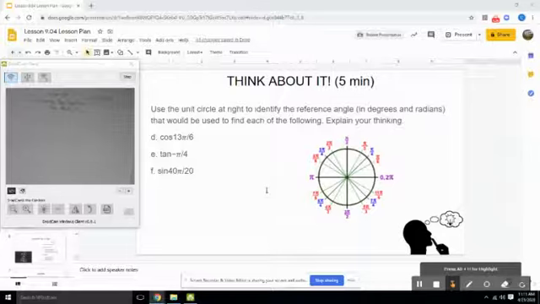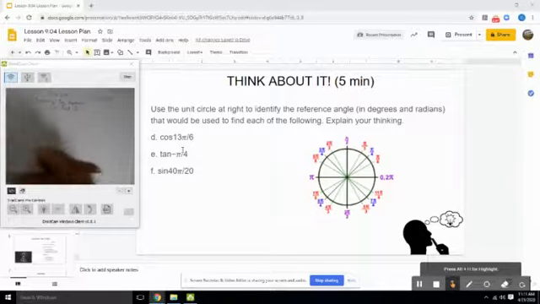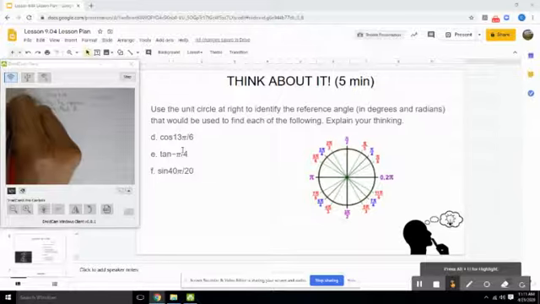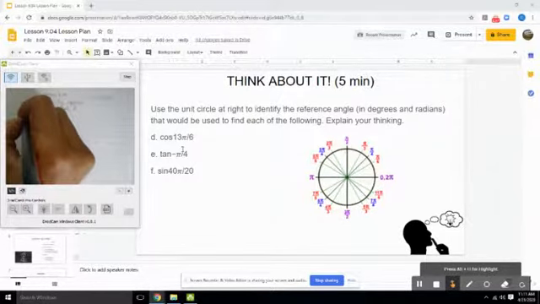The Think About It section has a question that says, use the unit circle at the right to identify the reference angle in degrees and in radians that would be used to find each of the following. Explain your thinking. So for part D, it says the cosine of 13 pi over 6. So let's write down the first one, part D, cosine of 13 pi over 6.